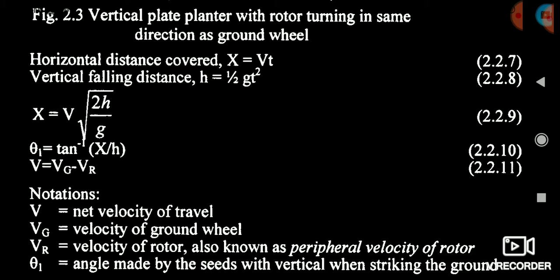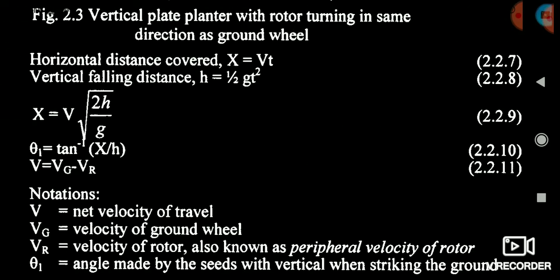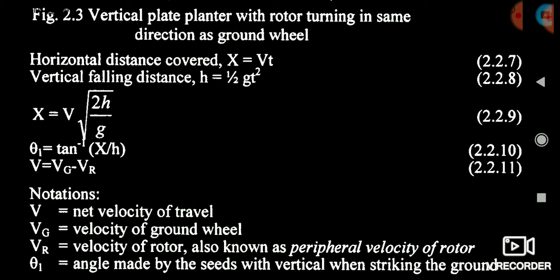Vg is the velocity of the ground wheel and Vr is the velocity of the rotor, also known as the periphery velocity of the rotor. And friends, tan theta is simply x by h, because tan theta is the height by base. Here, for theta 1, the height is x and the base is h, so tan theta is equal to x by h. So theta is equal to tan inverse x by h. Theta is the angle made by the seed with the vertical when it strikes the ground.